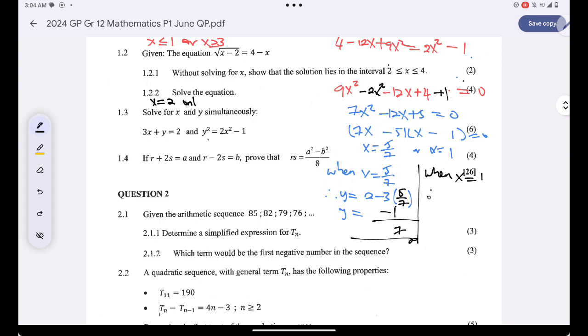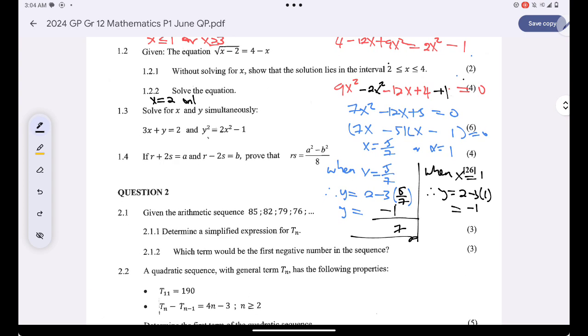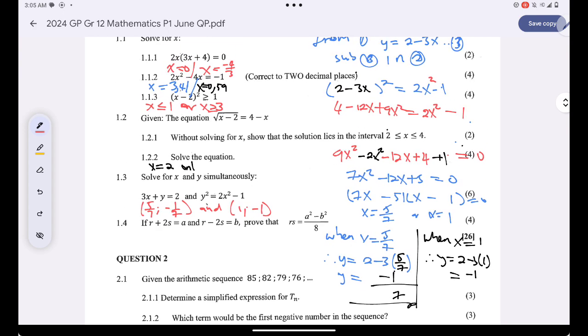And then the other one, when x is 1, therefore y is 2 minus 3 times 1, which is what? Negative 1. So this simply means, let me write in red: when x is 5 over 7, the corresponding y value is negative 1 over 7, and when x is 1, the corresponding y value is negative 1. That's how you solve simultaneous equations, right?